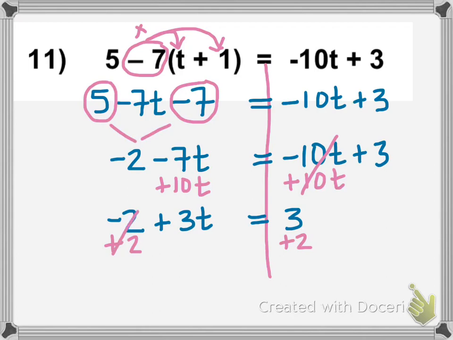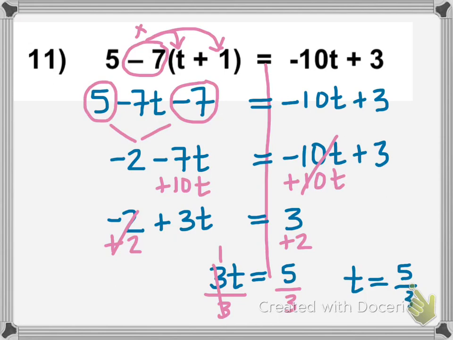When I add 2 to a negative 2, that makes 0. So when we bring down what's left, we've got 3t on the left equals 3 plus 2 is 5 on the right. The last thing we need to do is get rid of our coefficient of 3. I'm going to get rid of a coefficient by dividing both sides by that number, by 3. 3 divided by 3 is 1. 1 times t is t equals 5 divided by 3 gives us a decimal, so let's just leave it as a simplified fraction. 5/3. Almost done.